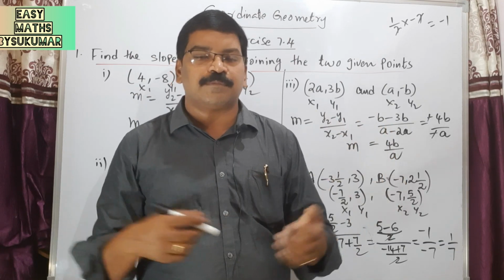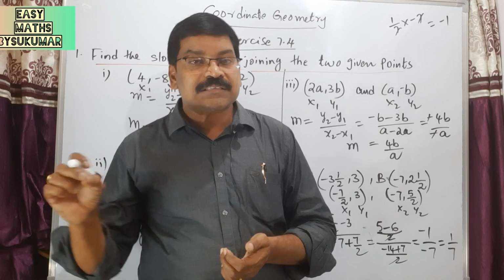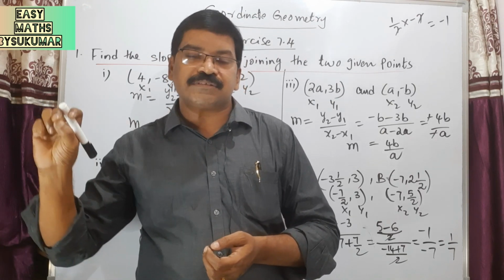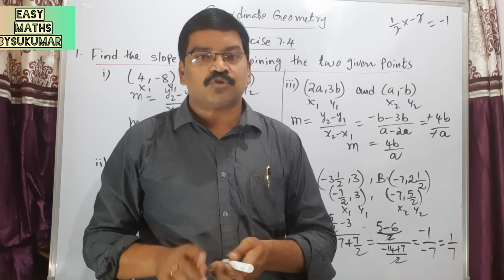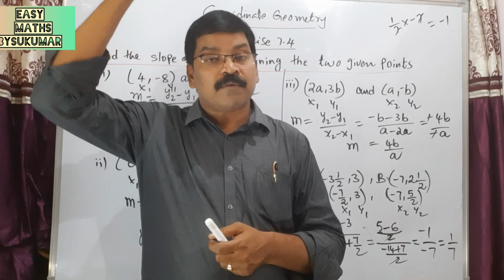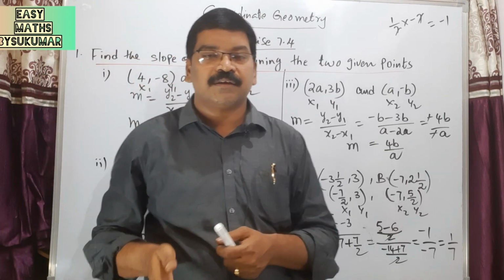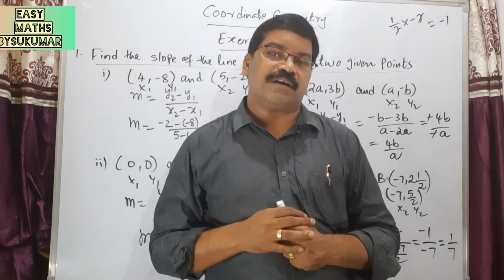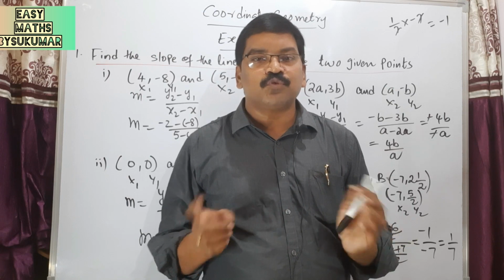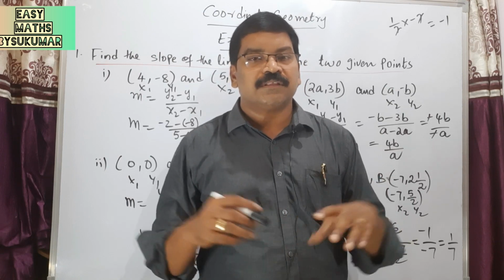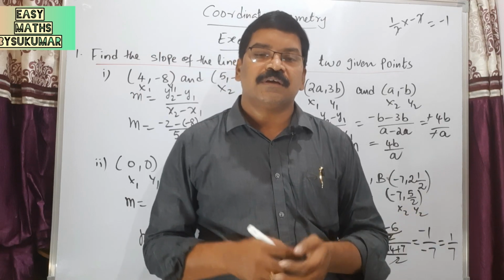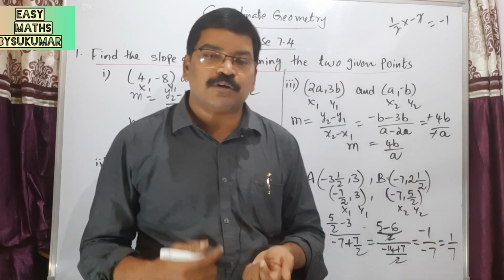And we also learned that the slope of the x-axis is 0. The slope of a line parallel to the x-axis is also 0. The slope of the y-axis is undefined. The slope of a line parallel to the y-axis is also undefined. And if two lines are parallel to each other, then their slopes are equal. If two lines are perpendicular to each other, then the product of their slopes is equal to minus 1.